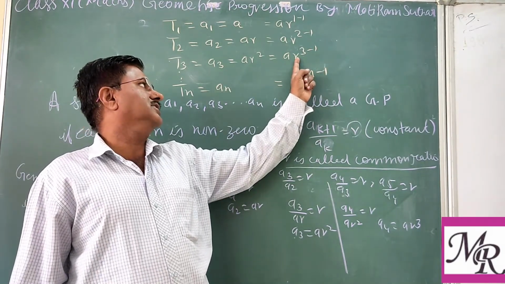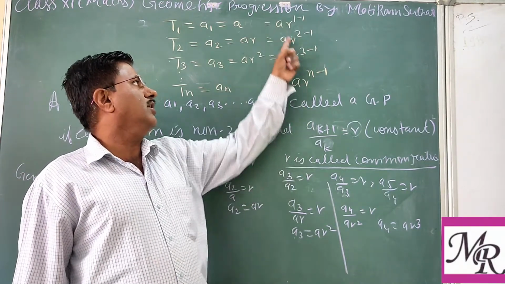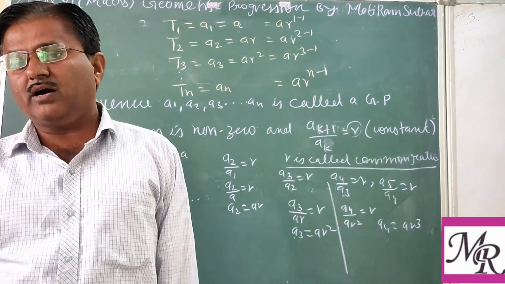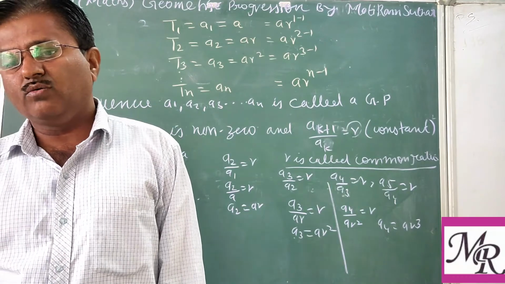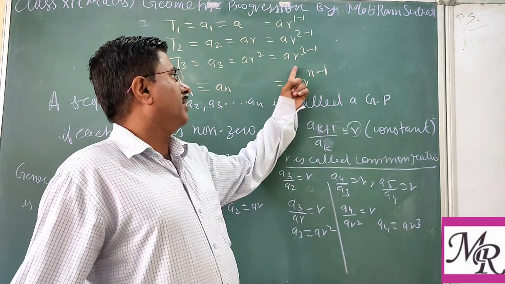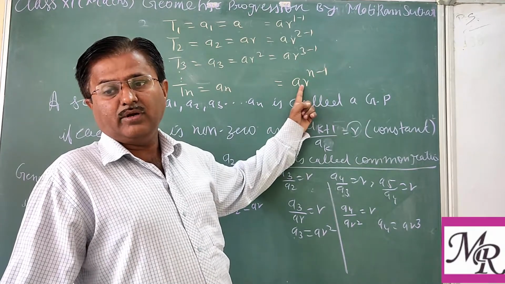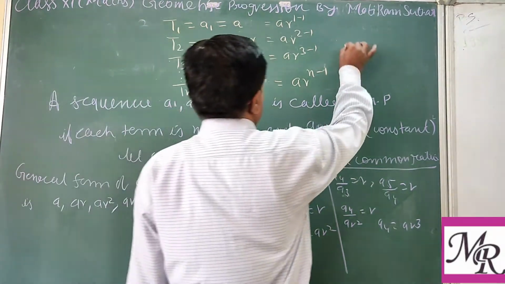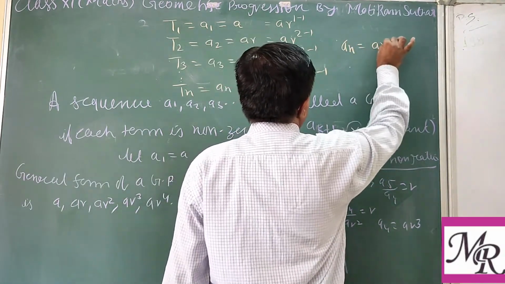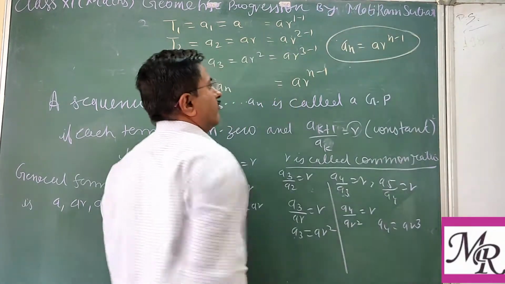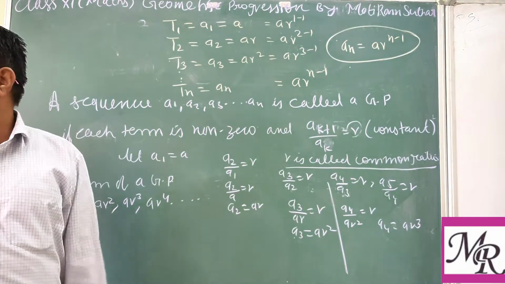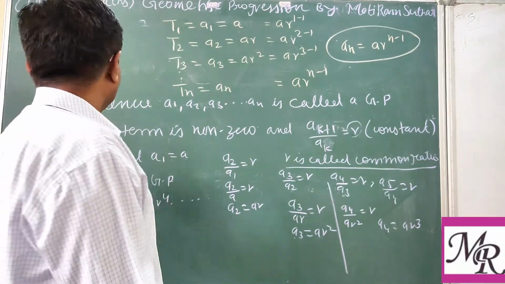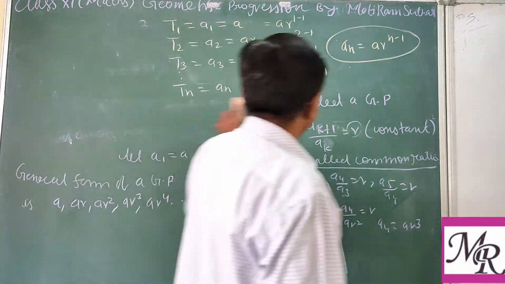Nth term will be AR power n minus 1. Power of R is what I am asking about, all others are the same, because A is fixed, R is fixed. Power is only changing. If you want to find the 10th term, then AR power 10 minus 1. 100th term, AR power 100 minus 1. Nth term, AR power n minus 1. So in this way we find the important formula for the nth term. Like in the AP we find a formula for the nth term, here also we have a formula for finding the nth term of a GP.